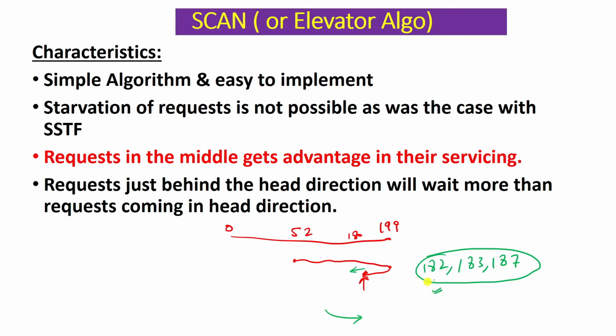But let's say at the same time when 182, 183, 187 came, there are some other requests, let's say 52, 53, 54, 55. Where will these requests lie? They lie in this portion, somewhat in the middle of the cylinders. As the read write head is moving in this direction, we will go in this direction and fulfill these requests, since they are coming in my way.